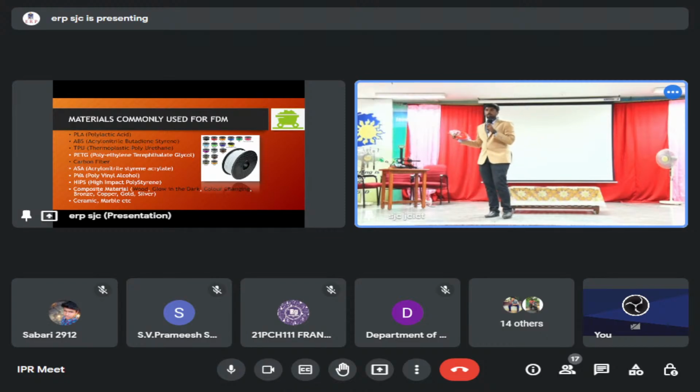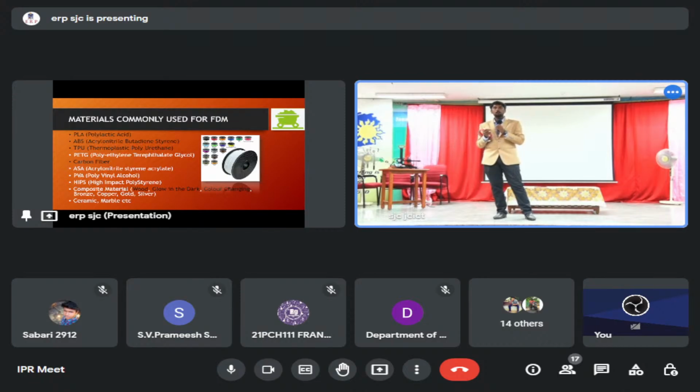Second is ABS. The normal plastic we use is ABS. Apart from this, we can use TPU, which is a flexible filament. Have you heard of TPU? It comes along with mobile phones. It is very clear and flexible like that. We can also use wood filament, which has a wood composite.